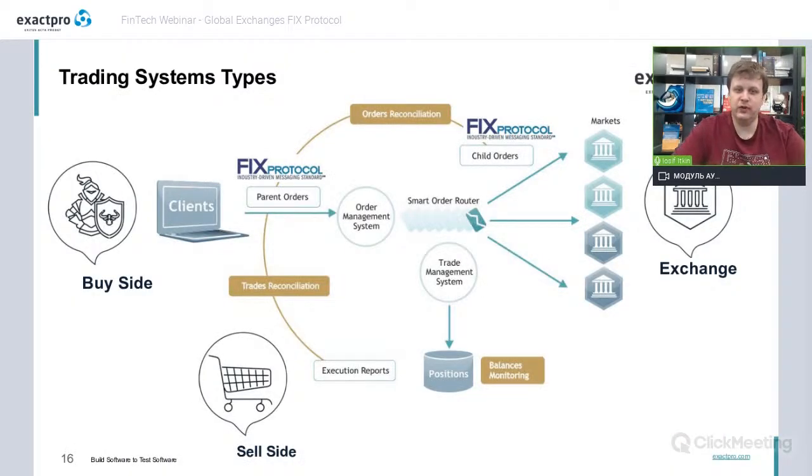So where we can have fixed protocol in this situation, we can have fixed protocol for communication between clients and brokers. It is the one on the left on top of parent orders, or we can have it for communication between brokers and exchanges. So it is the one on the right on top of child orders.